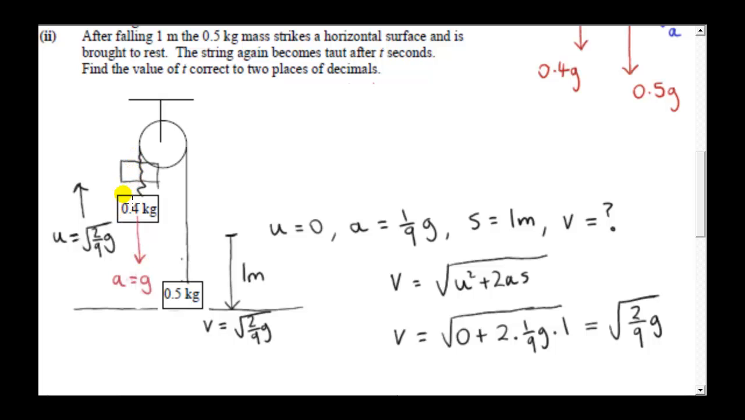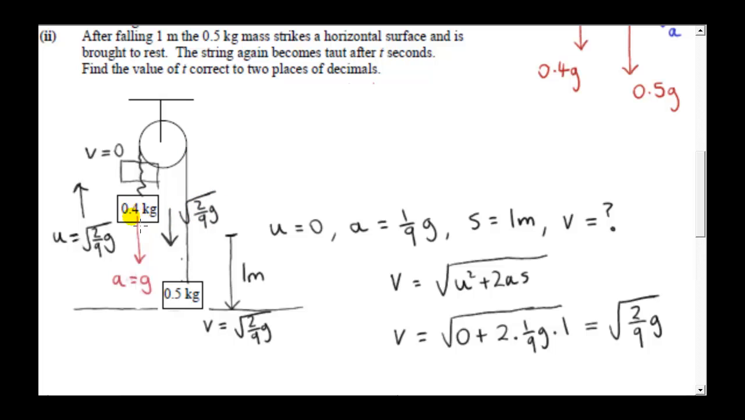One way to do this problem is to find the time taken for it to reach its maximum height. When it reaches its maximum height, its velocity will be 0. We know its velocity is decreasing by 9.81 meters per second each second. It'll decrease to 0, and then the velocity downwards will increase to what it was originally. So when it gets back down to its original position, just before the string becomes taut again, its velocity downwards will be root 2/9 g.